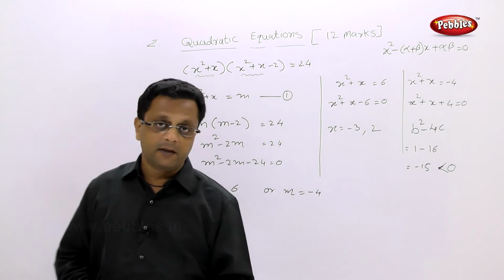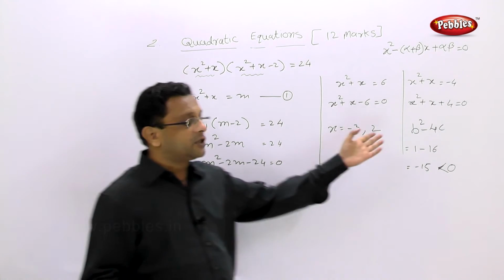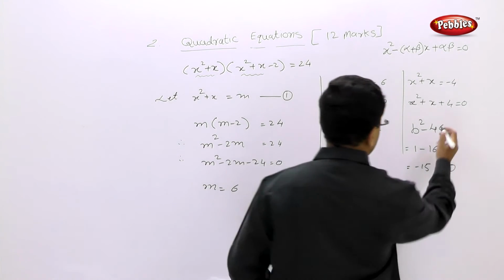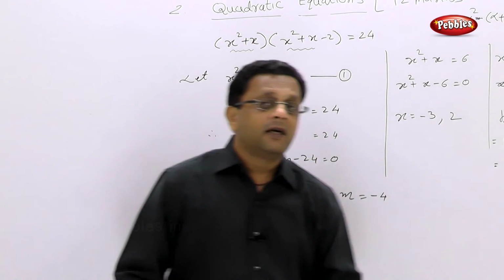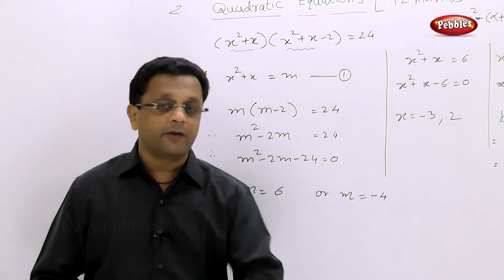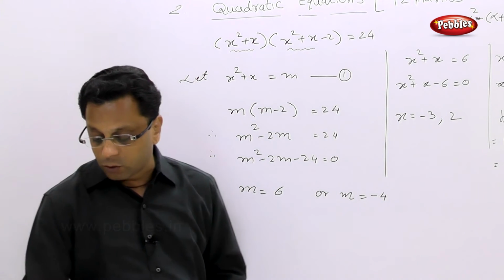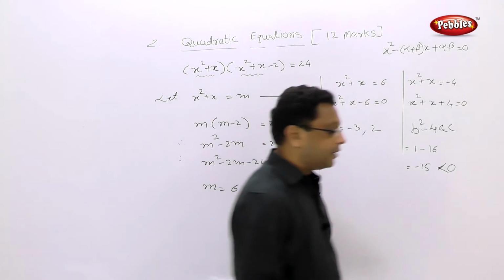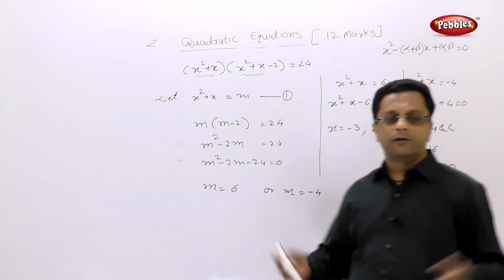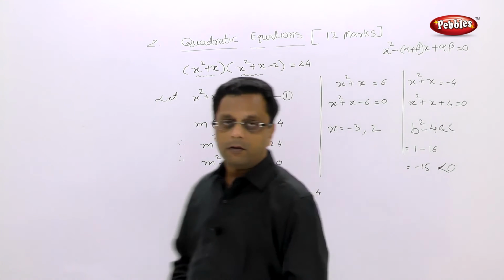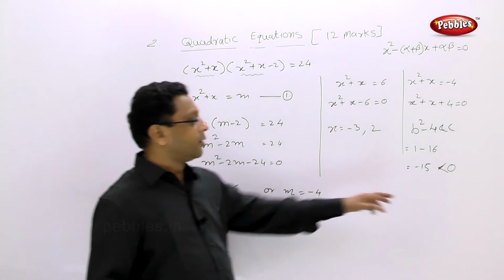So how do you check that? Check the discriminant, b square minus 4ac. And if b square minus 4ac is less than 0, is negative, then the roots are not real. And if the roots are not real, how are you going to find out? Discard it. So you have to remember this.